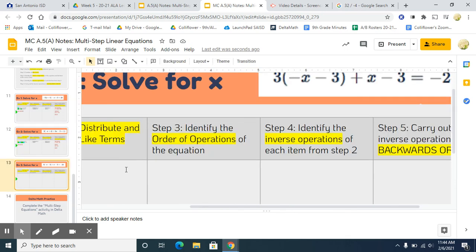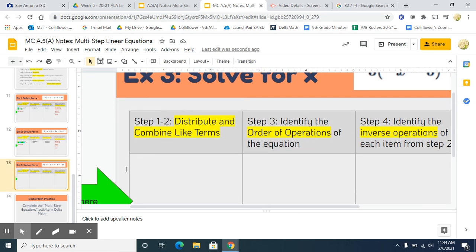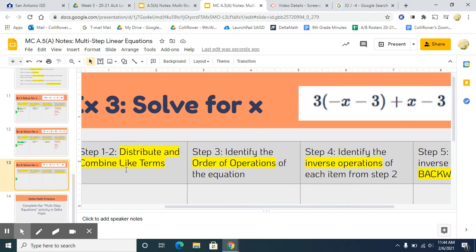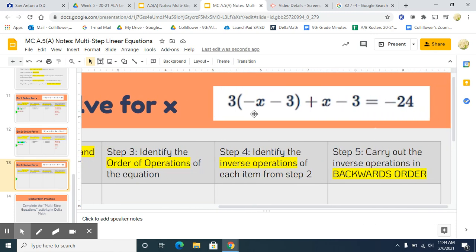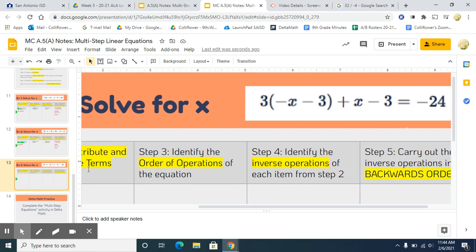Try example 3 on your own, completing each of these steps along the way. If you have questions about example 3, you can ask. I can check your work for you, and we can talk about different ways to solve this.